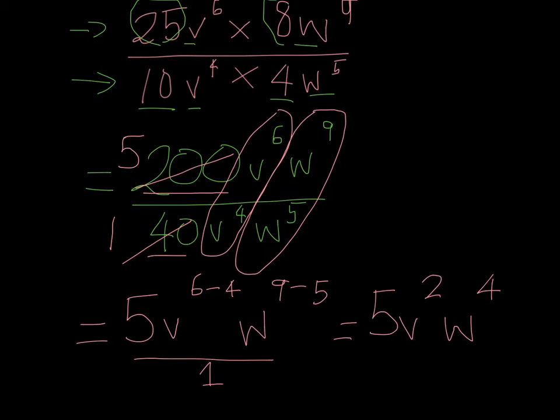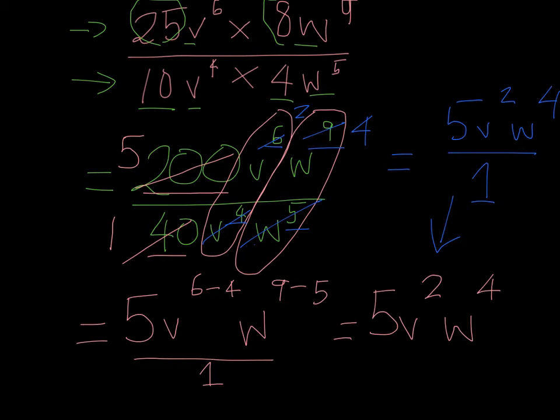In this line, you could have done a slightly different step, and sometimes I find this way is quicker. 9 take away 5 is 4, so we can just cancel out the 1 on the bottom. 6 take away 4 is 2. We would have been left with 5 V to the power of 2 W to the power of 4 all over 1, which would get us to the same answer that we had before.